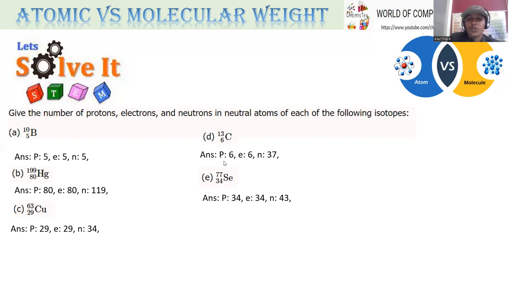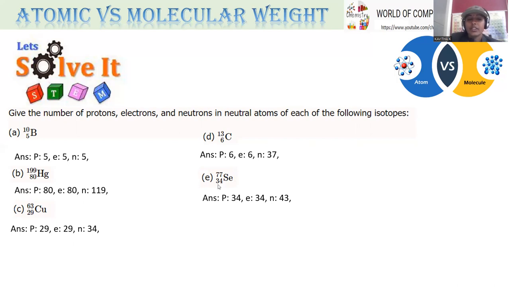Carbon 6, proton number 6. Electrons, being neutral, are also 6. Atomic weight is 13. 13 minus 6, it will be 7. It is not 37, it will be 7. So in this way, we can calculate here.